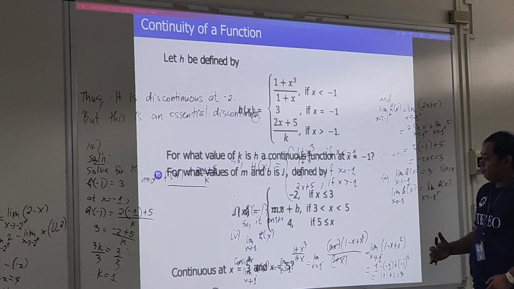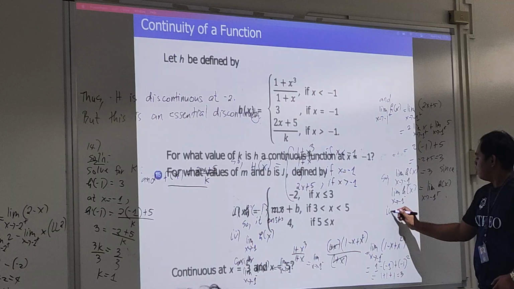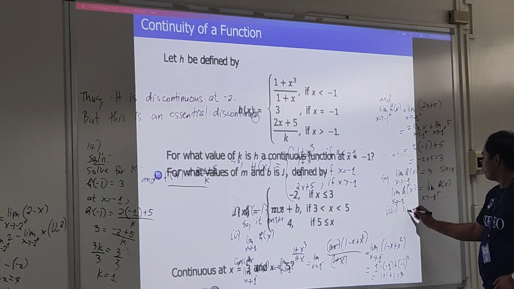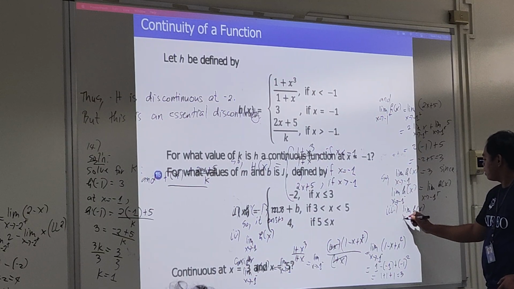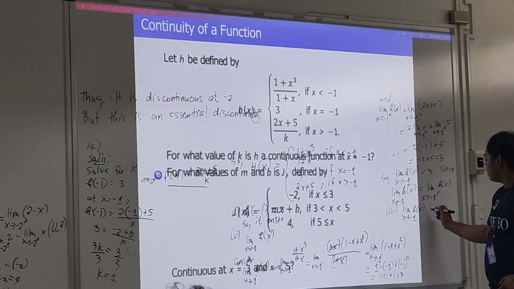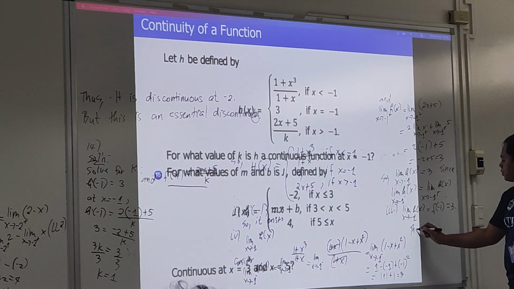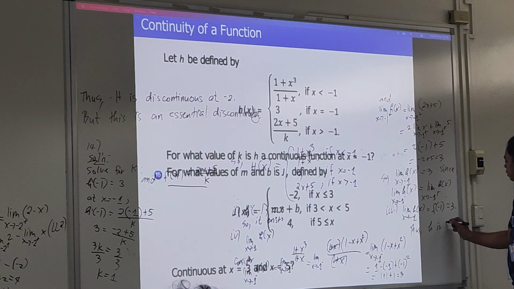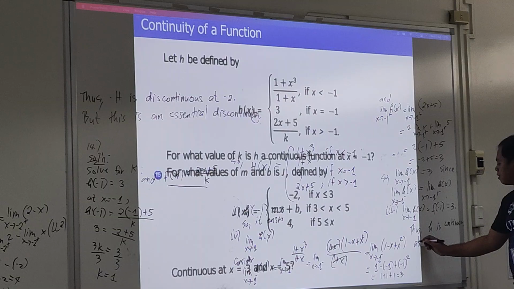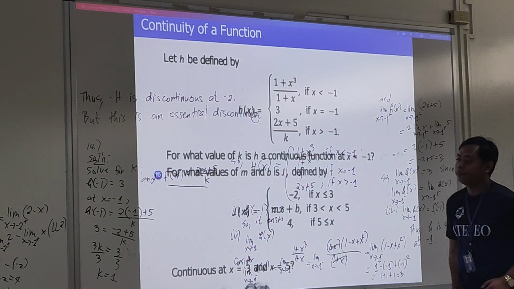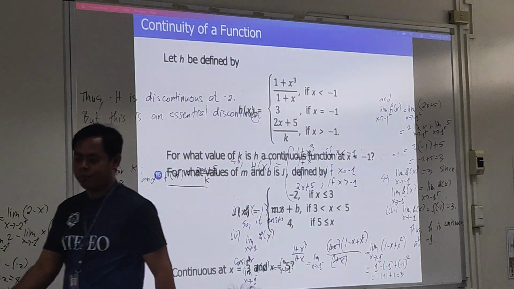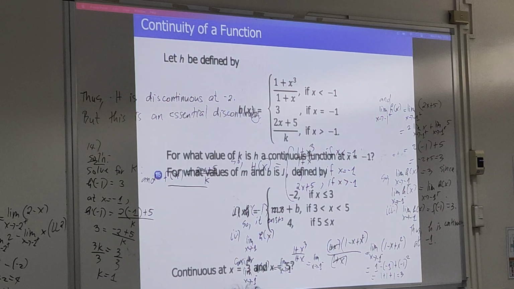And the third condition, of course, the limit of h of x as x approaches -1 is equal to f of -1, which is equal to 3. Thus, your h is continuous at -1. Okay, questions so far?